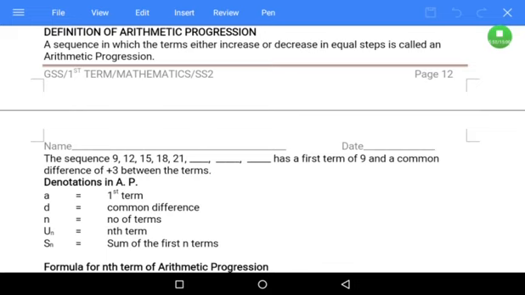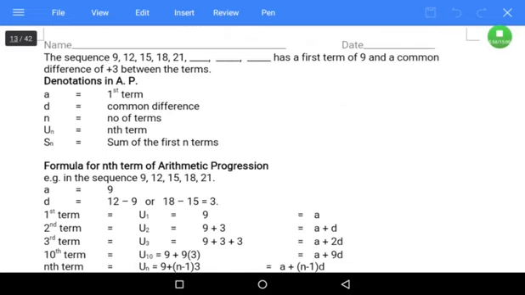Alright, so let's talk more about that. The sequence 9, 12, 15, 18, 21, etc. has a first term of 9. Now, the first term of any sequence is the one that I call first. 9 is the first term of this sequence. We use A to denote the first term in arithmetic progression. A is the first term, where D is the common difference. This sequence has a first term of 9 and a common difference of plus 3 between the terms. What do you mean common difference? The difference between two consecutive numbers in an AP is the common difference.